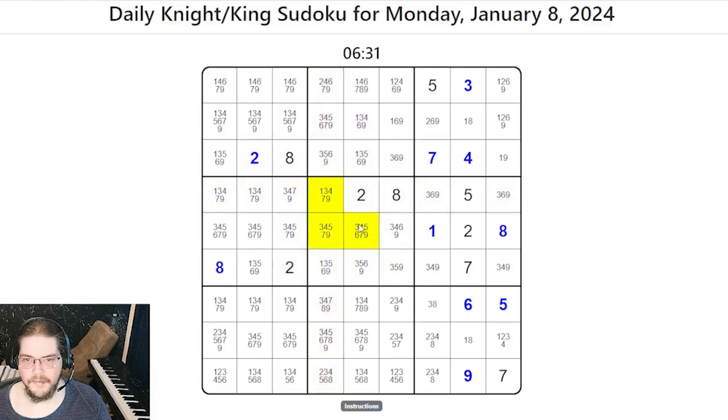See, 7s. What can we take away from the only spots that have 7s in here? These 3 squares are all seen by the 7s, so we can take the 7s out of there. These 4 in the center are the only ones that have 4s. Which means these 2 squares, which are seen by all of them, cannot have a 4.